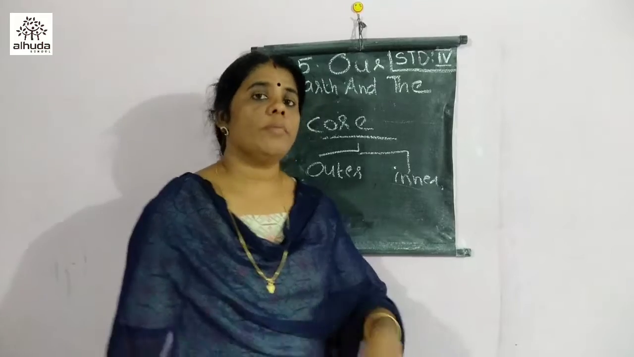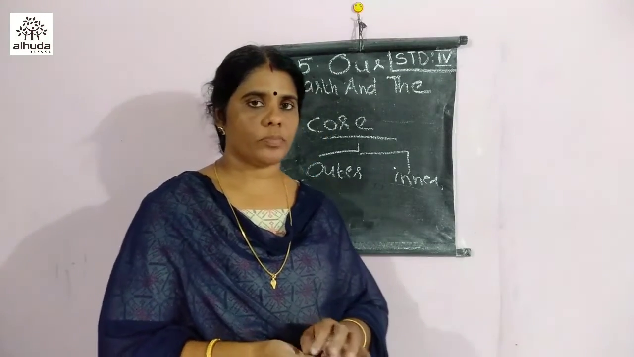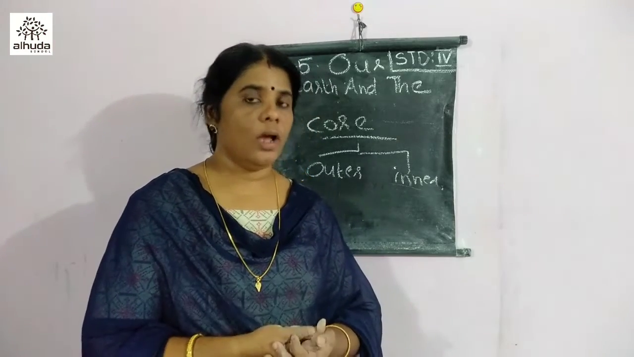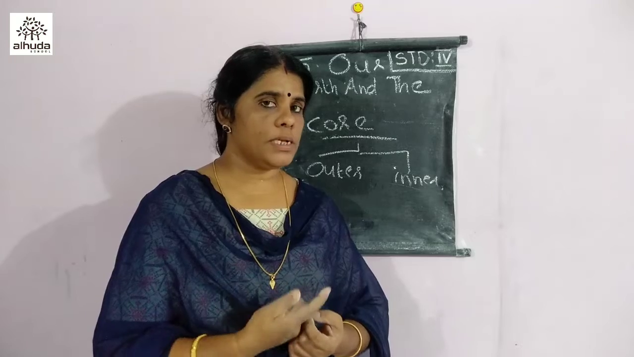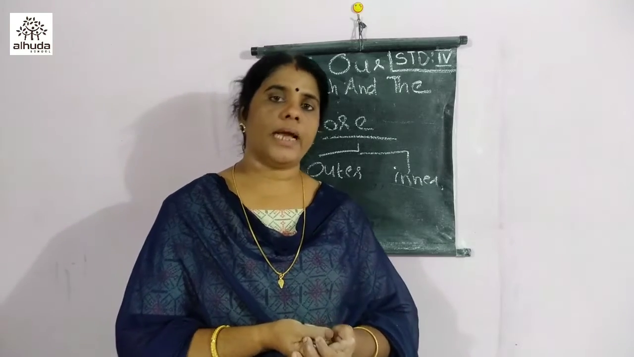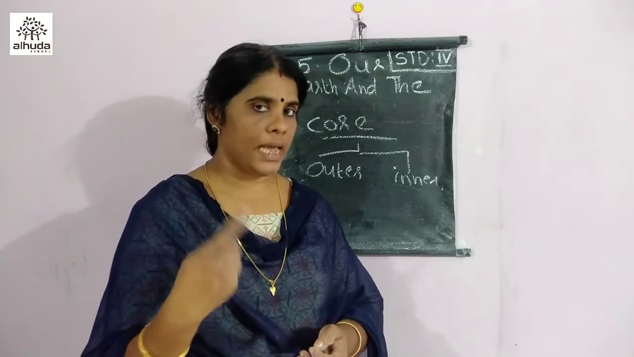Now coming the movements of earth. That we already learned in social science part. Earth has two movements, rotation and revolution. Rotation of the earth means the movement of earth on its own axis, and that takes 24 hours to complete one rotation. That means day and night.